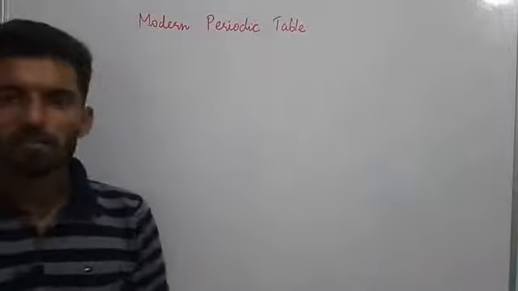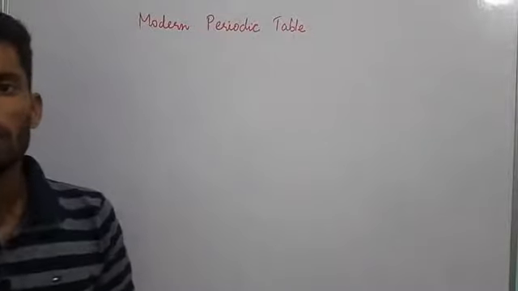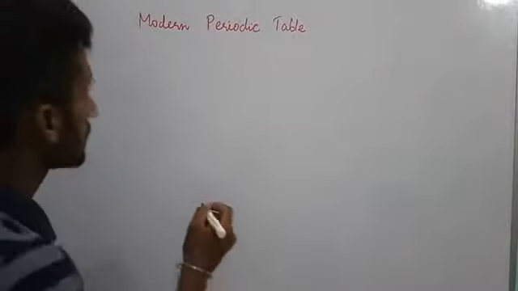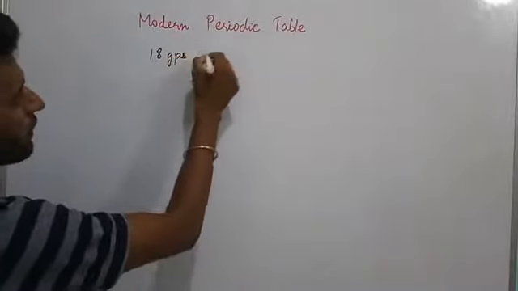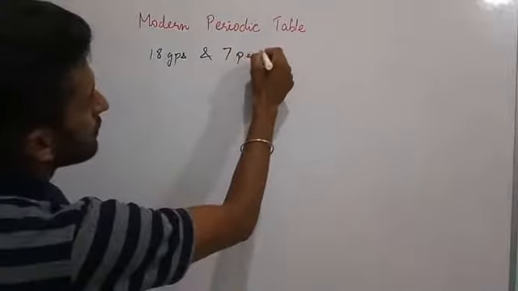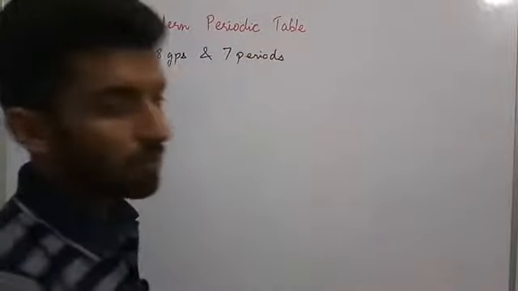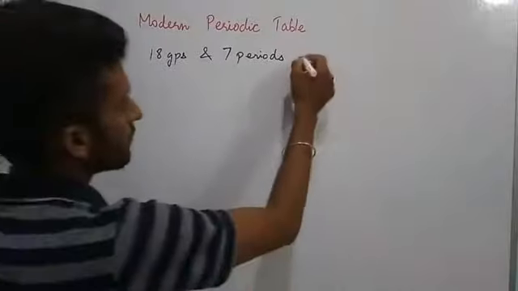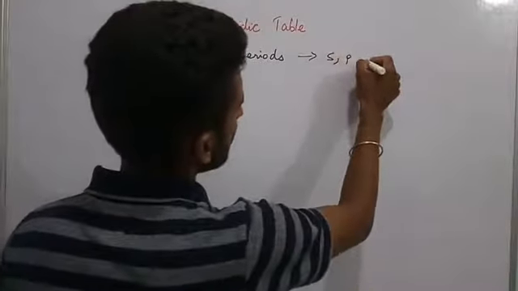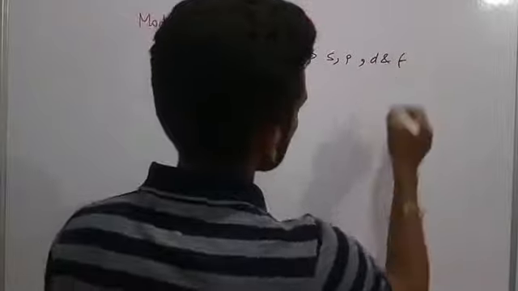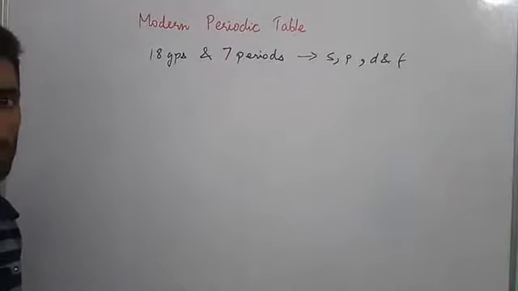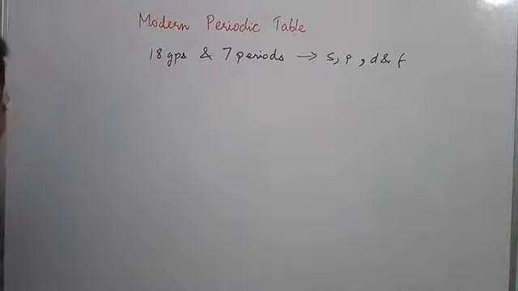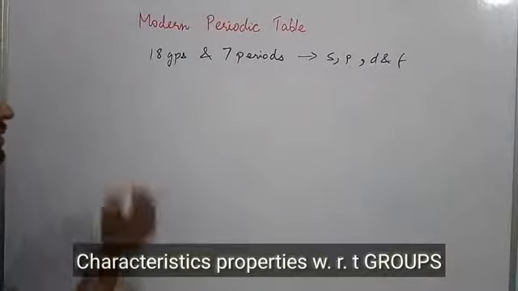Hello everyone, last time we were discussing the modern periodic table, so we will continue with the same. As we know, the modern periodic table consists of 18 groups and 7 periods, and these groups and periods are subdivided into S, P, D and F block elements. Now each particular group and each particular period has some characteristic properties. So how do those characteristic properties vary, and what are those characteristic properties that we have to study?